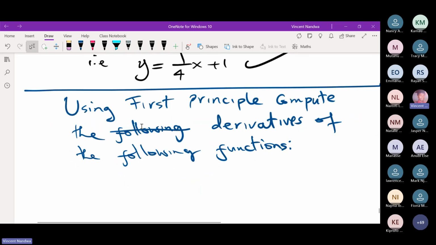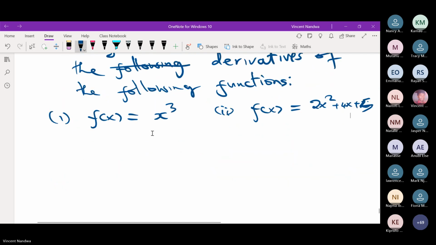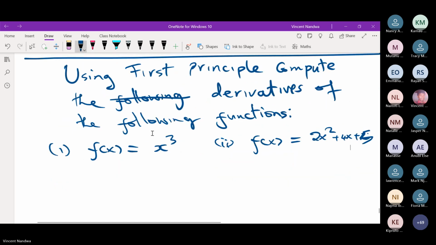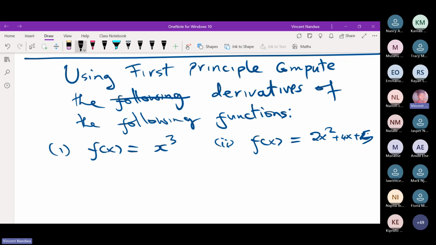Let's say the first one, f of x is x power 3. Second one, f of x is 2x squared plus 4x plus 2. Or say plus 4, or say even plus 5, no problem. Remember, we said first principle also means by definition.